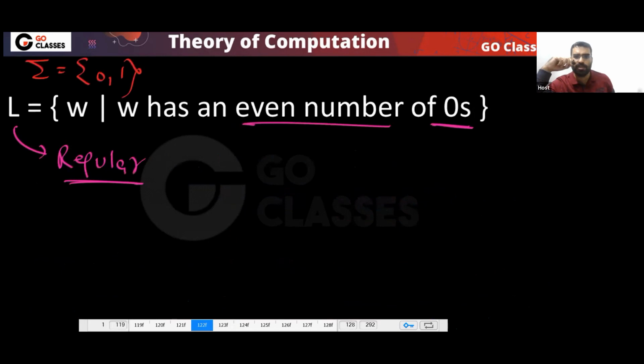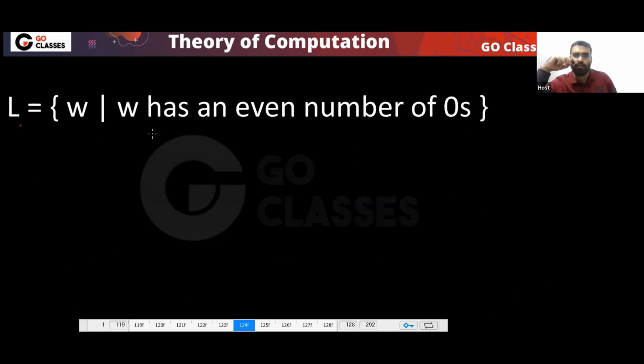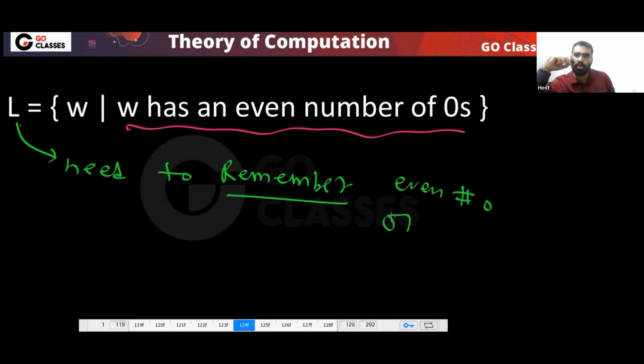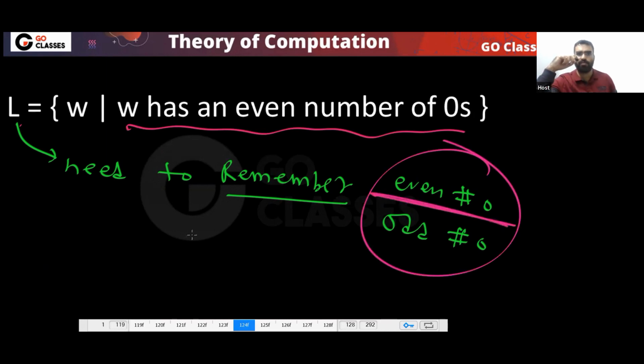Because only two possibilities we need to keep track of. For this, we don't need to remember the number of zeros. We only need to remember even or odd: even number of zeros or odd number of zeros. We only need to remember this. So only two possibilities we have to keep track of.